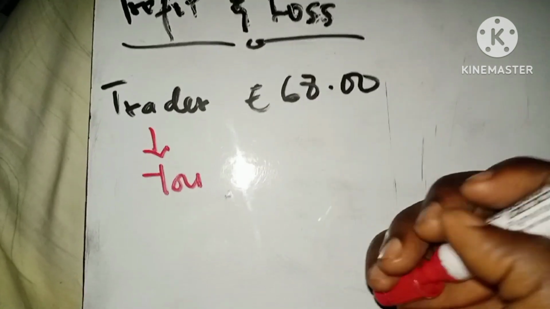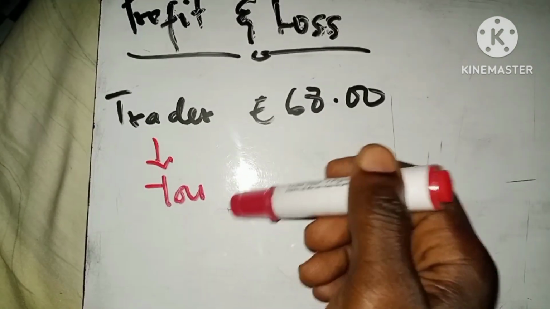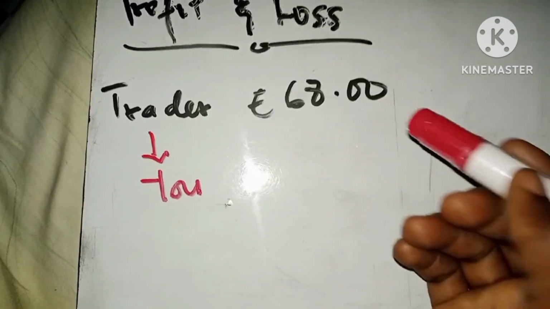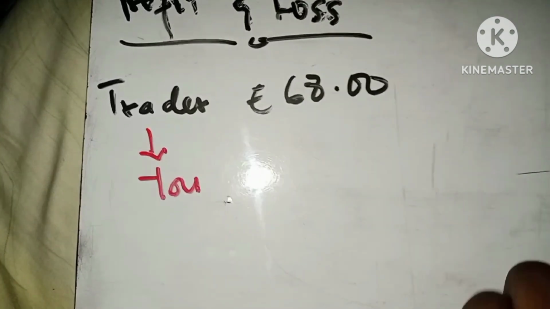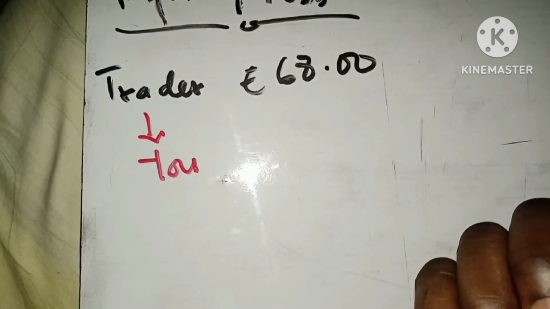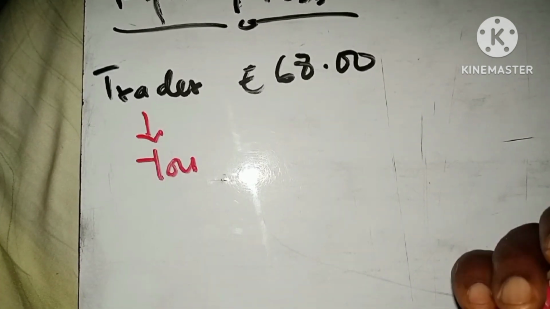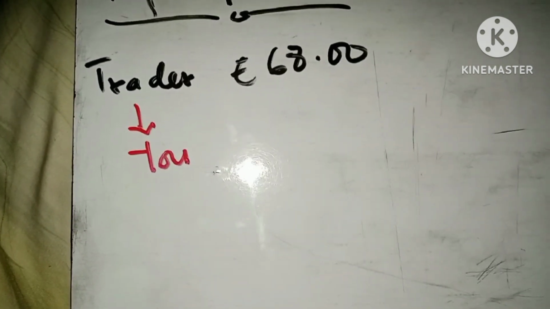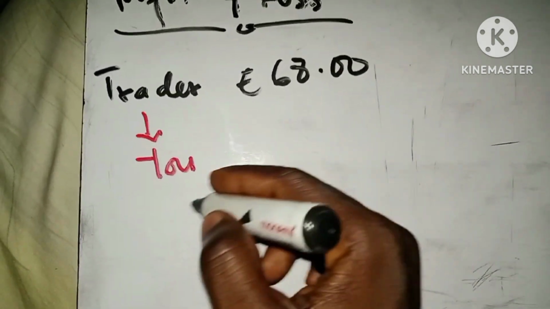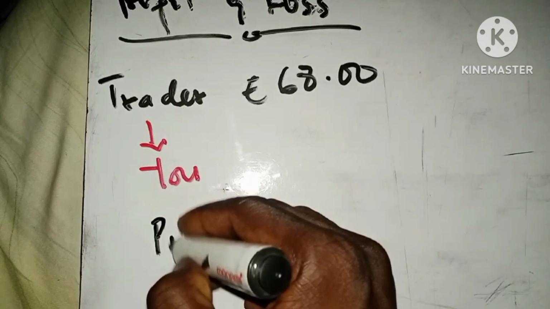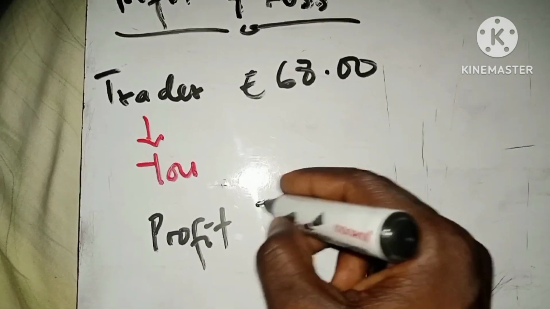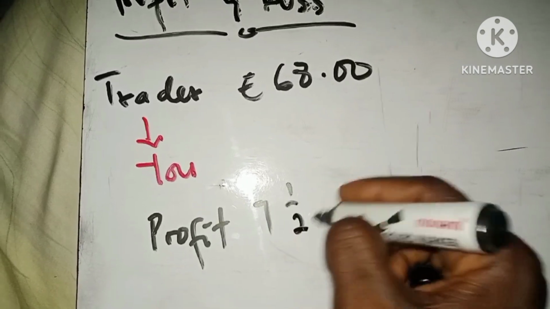So maybe let's say you watching me right now, you bought a radio set at a cost of 68 pounds, right? That's very easy to understand. And then later on you sold it for a profit of 7.5%. You need to analyze each sentence before you can easily solve questions on profit and loss.